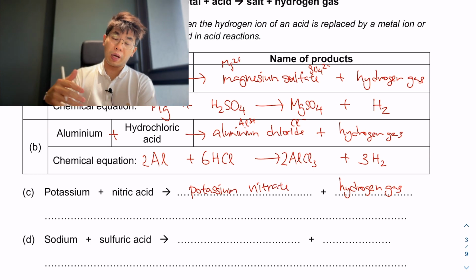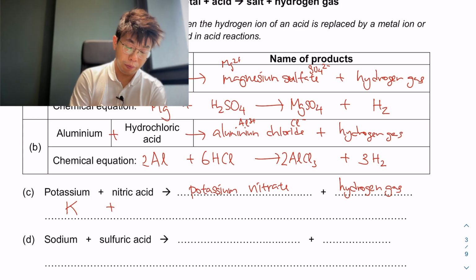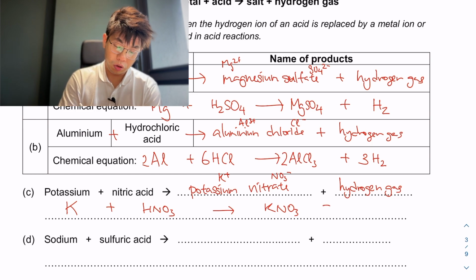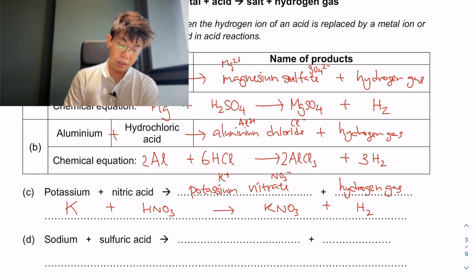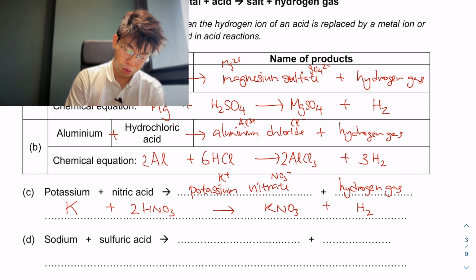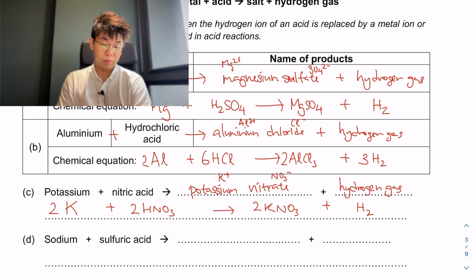So now I have potassium nitrate. Potassium is K, you can find it in the periodic table. Nitric acid, must remember, is HNO3. Potassium is K+. Nitrate is NO3-. So I will form KNO3. Hydrogen gas is H2. Let me check the balancing. So over here, I think I need to put a 2, and maybe a 2 here as well, and then probably a 2 over here. Is that right? I guess so. Okay, let's move on.